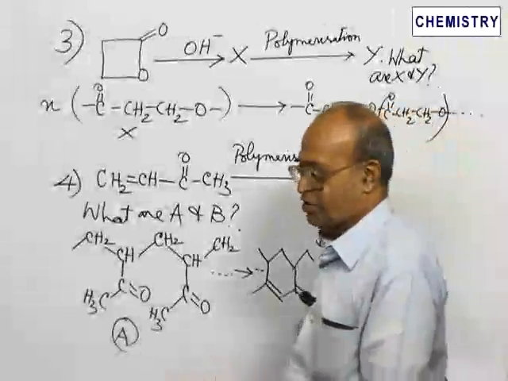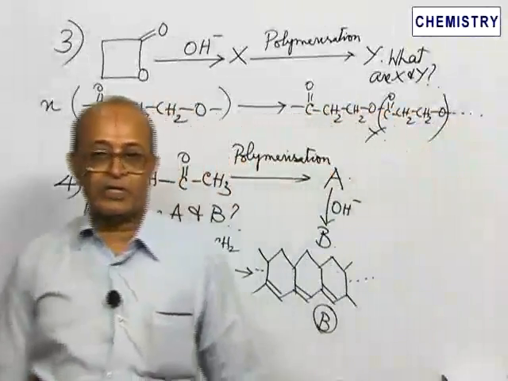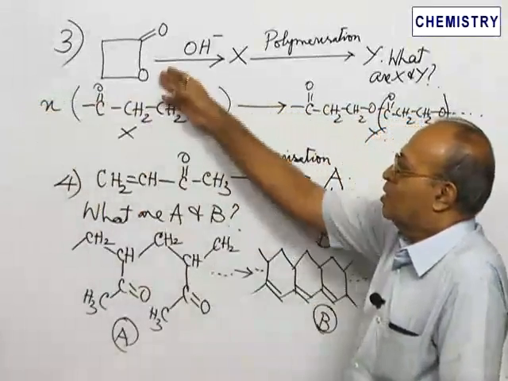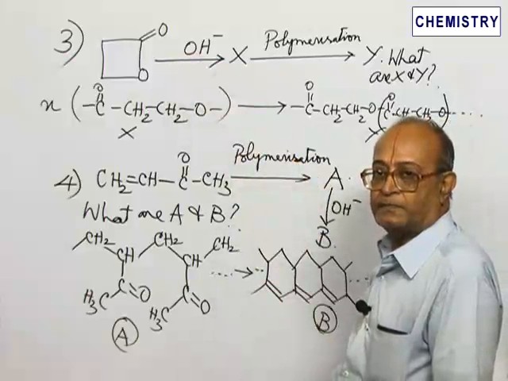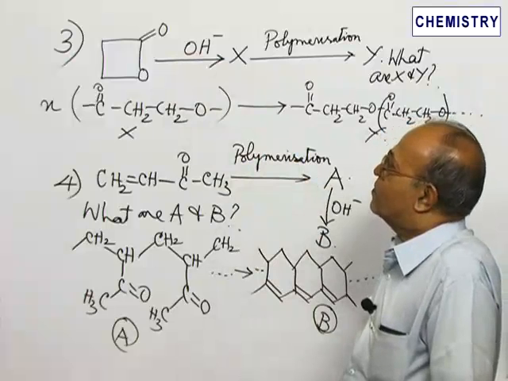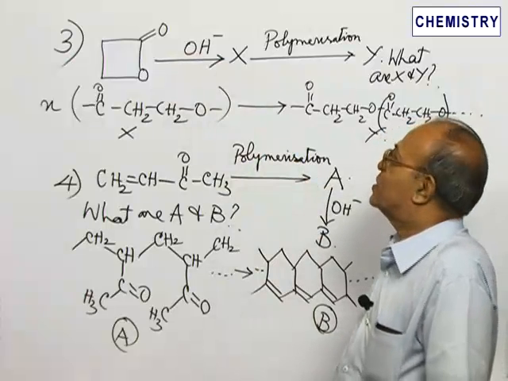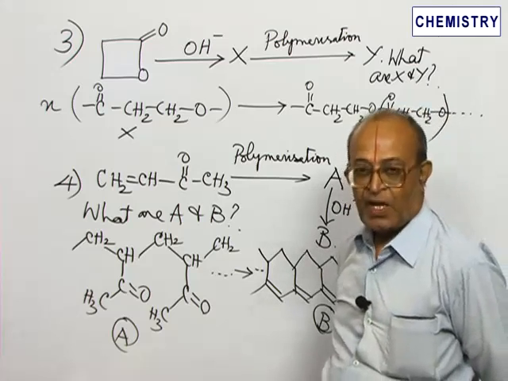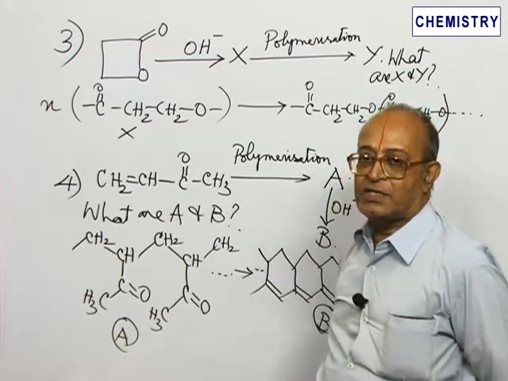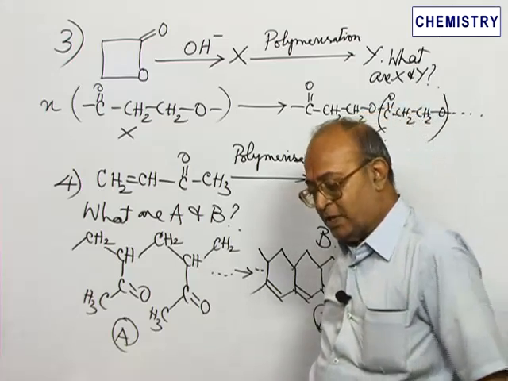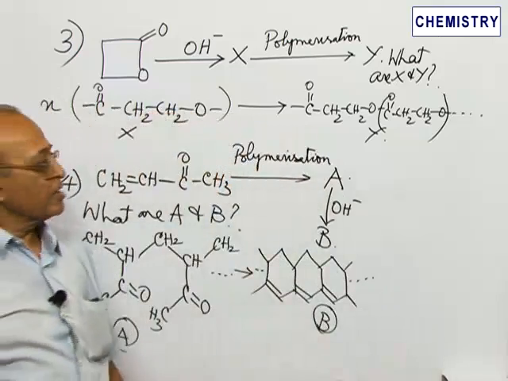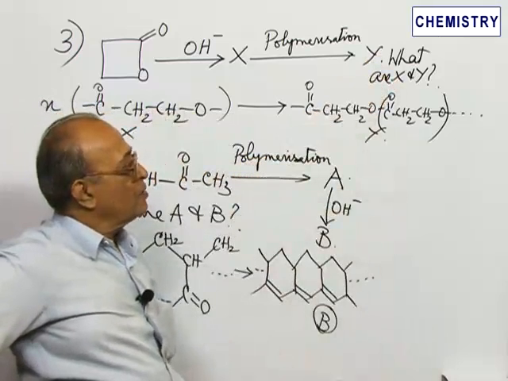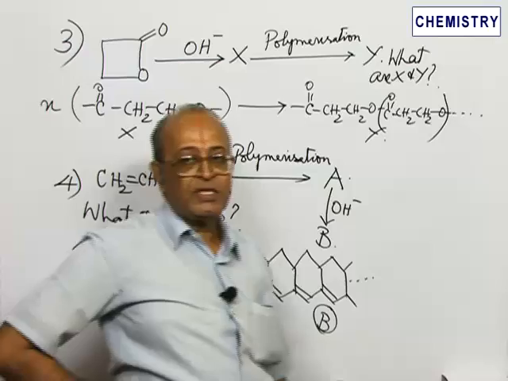Now these two questions again are based on the polymerization reaction. A compound like this is considered. In presence of OH minus, a base, X is produced. And once this X is formed, this undergoes polymerization reaction, leading to the formation of Y. The question is, what are X and Y?